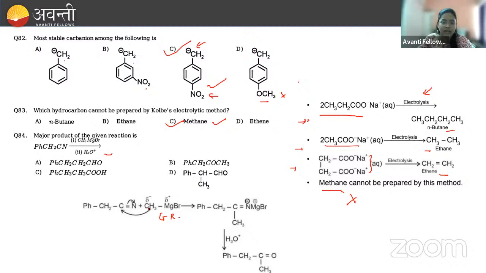So what will happen? This negative part of the Grignard reagent is going to attack the carbon atom of cyanide. In this way, the electron is going to shift, and we are going to get this intermediate state. Hydrolysis will take place. During this hydrolysis, oxygen will go to this and H2 will go to this, and we will get the keto group, COCH3. So where is the COCH3, A, B, C, D? So for 84, our answer is B.